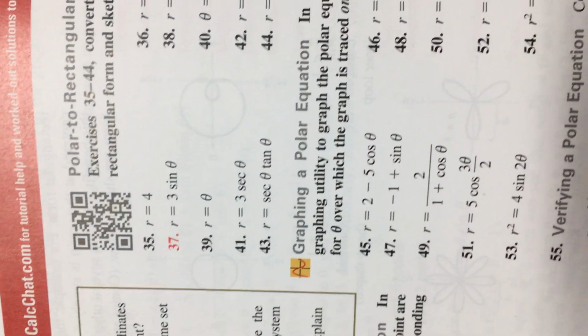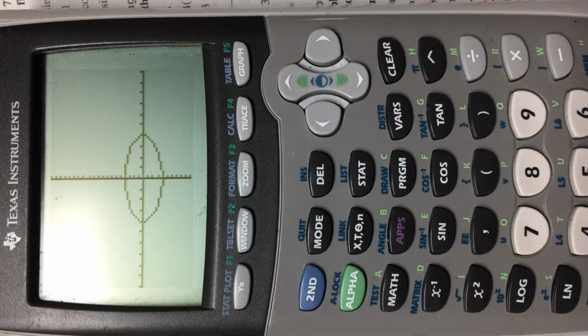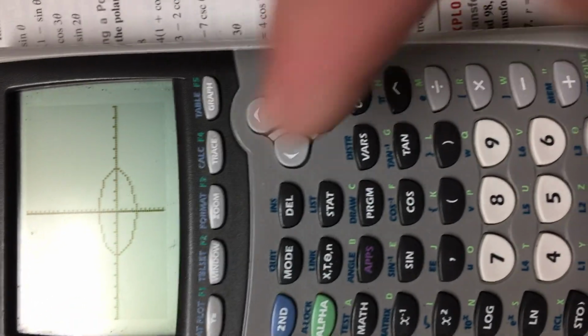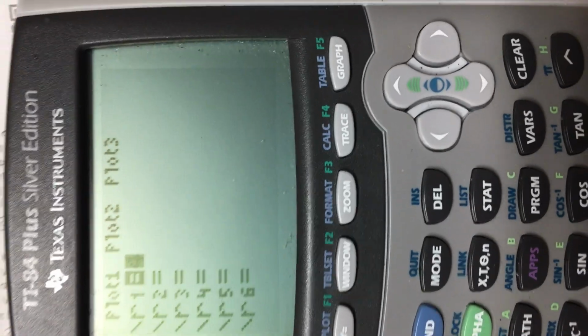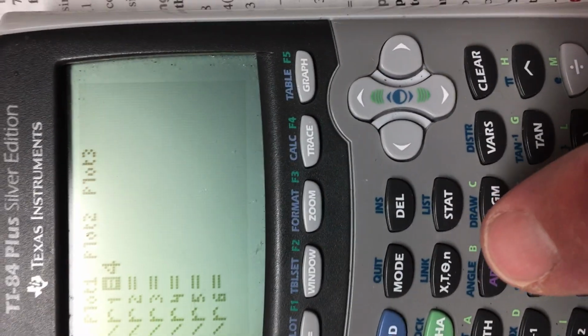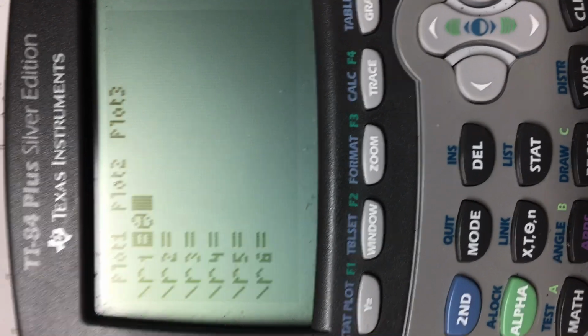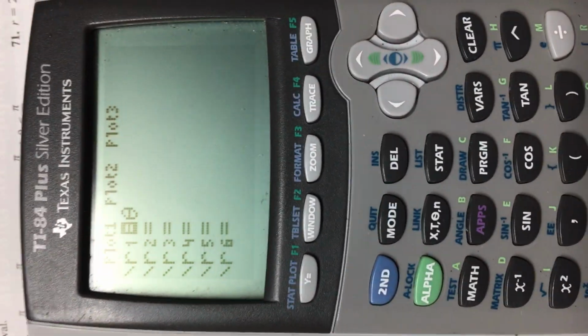Okay, let's try problem 39. r equals theta. Okay, I'm going to keep the same window. If I go back to y equals, and I'm going to punch what you're used to being the x key, but when I punch it in polar mode, I get a theta. I'm going to keep the same window.